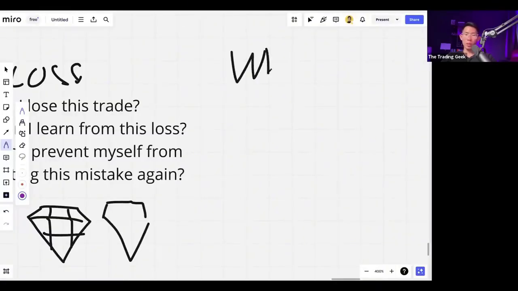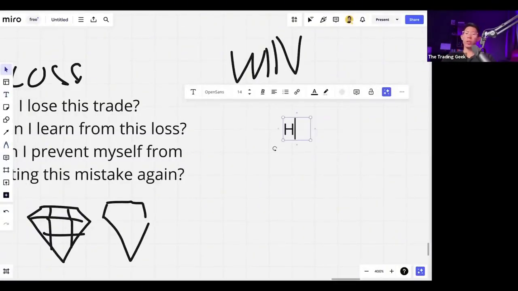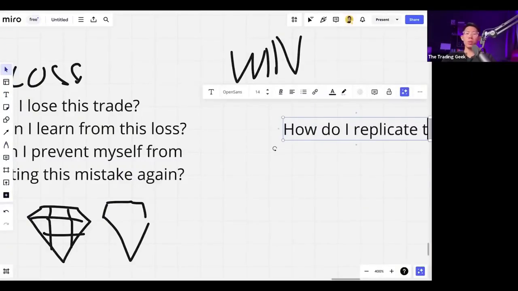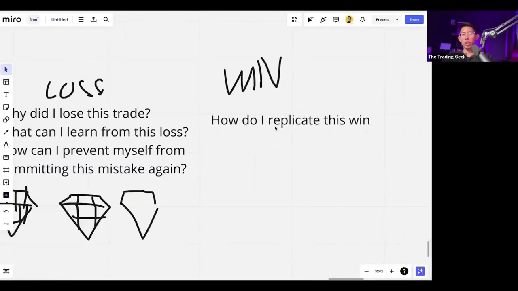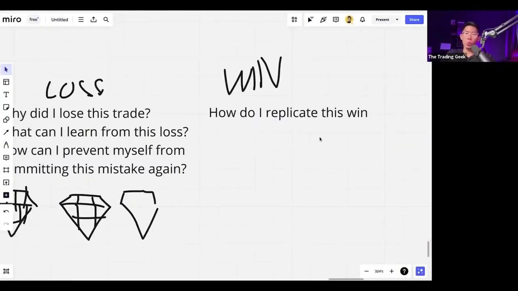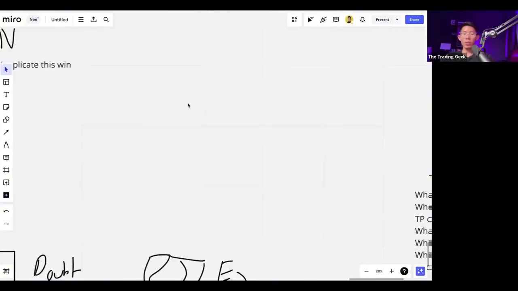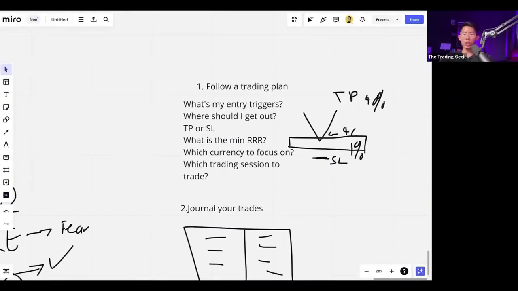Now, if I win, and I actually win a few trades in a row, I will think about just one question. How do I replicate this win? How can I ensure that I replicate this win? Okay, very simple. It's to look for the same setup again, right? Look for the same setup. So loss and win, and that is what you need to put inside your trading journal.